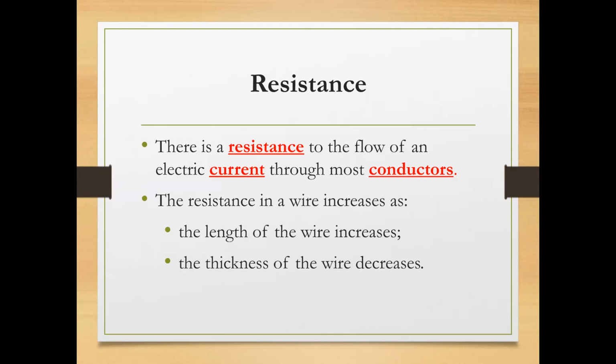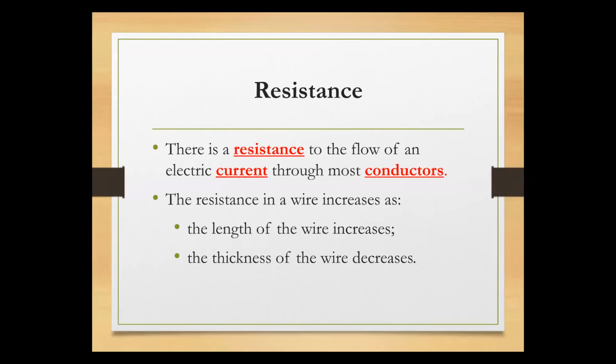So in electricity, it's the same. There's a resistance which is trying to stop those electrons from flowing and then from giving us an electric current. So there's a resistance to the flow of an electric current through most conductors. The resistance in a wire increases. You must take note of this one. This is serious. It leads to Ohm's law.